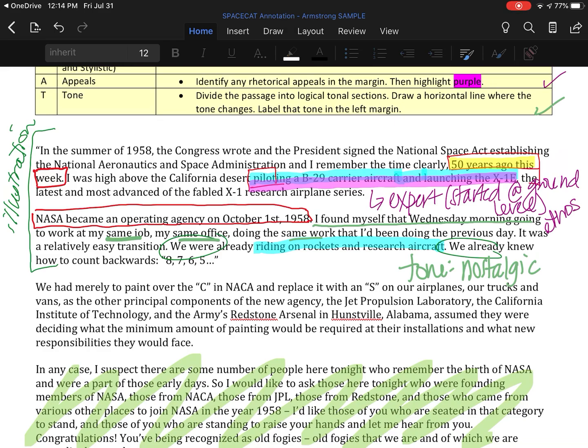So what I did for these first two paragraphs, do it for the whole piece. Your text is provided, and good luck.